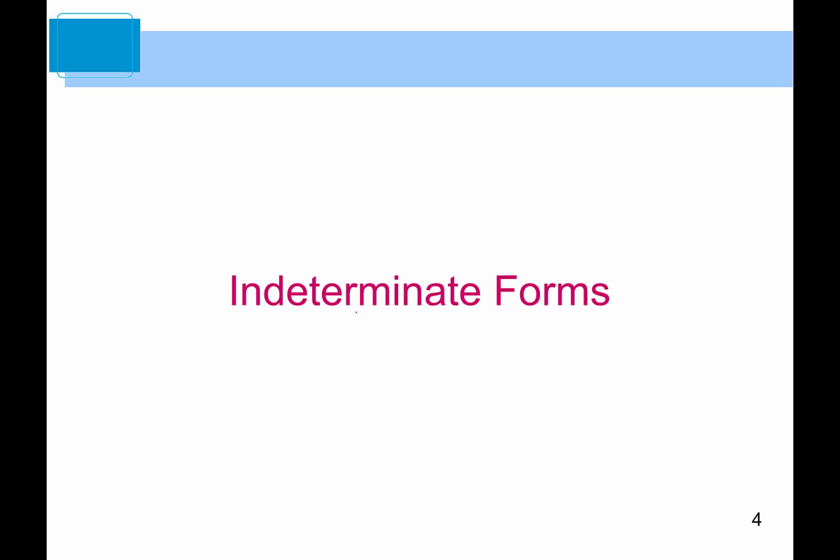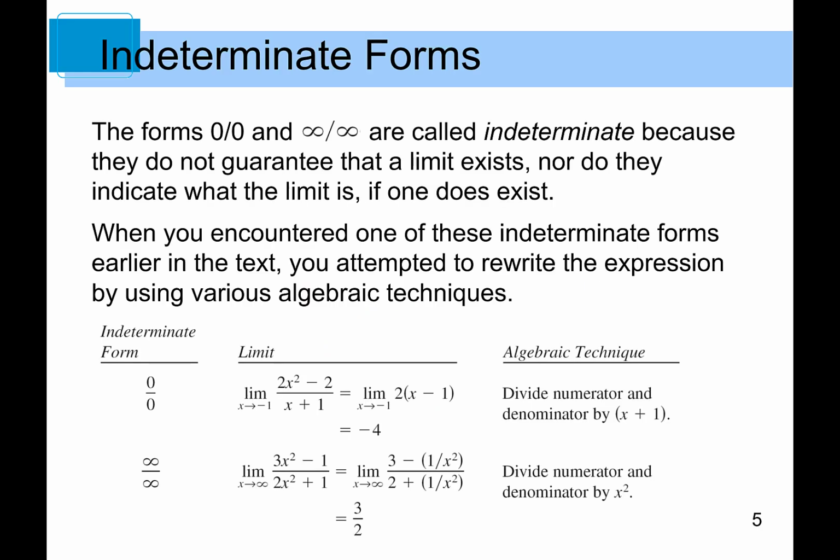A typical indeterminate form is either 0 over 0 or infinity over infinity. Right? So these are two typical indeterminate forms, meaning you do not know the result for these two particular forms. As I mentioned, 0 over 0 and infinity over infinity are called indeterminate forms because they do not guarantee the limit exists, and they do not tell you what the limit is if the limit exists.